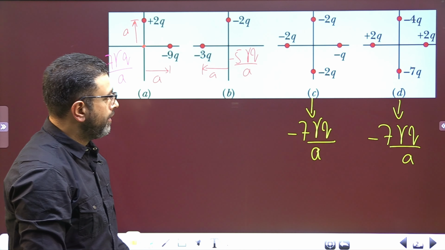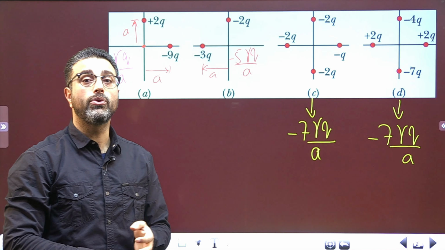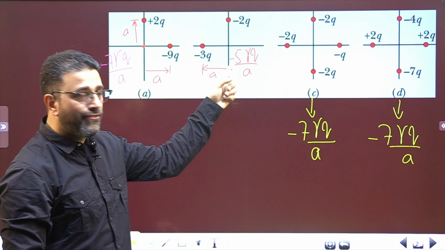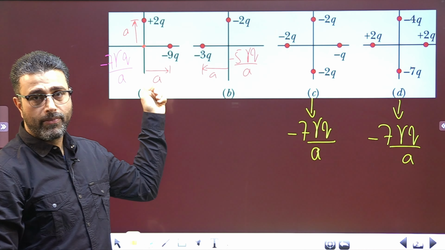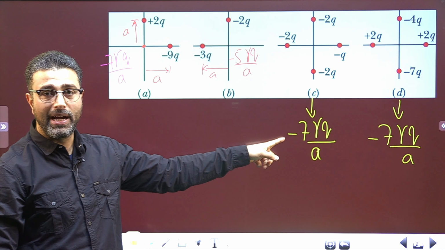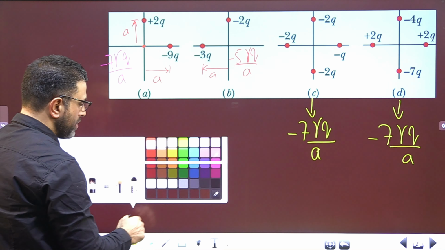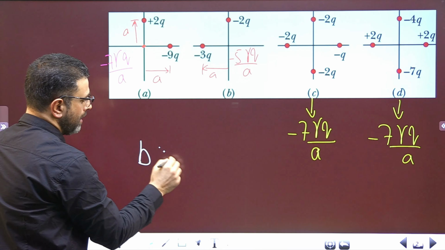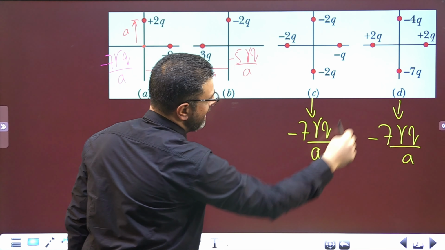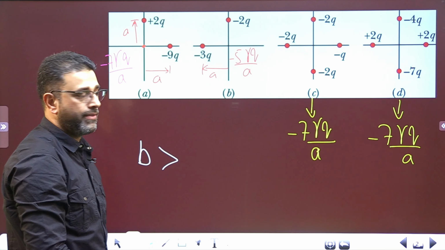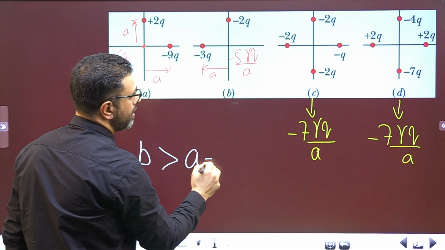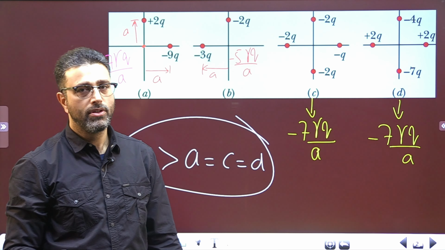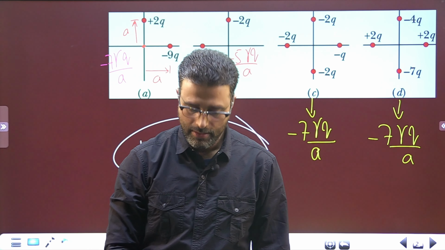Now, which one is greatest? Remember, we have to consider the sign also. So minus 5 is greater than minus 7. So potential in case of B is greatest, then A, C and D tie: minus 7, minus 7 and minus 7. So B is greater than A equals C equals D. That's it. Simple. That'll do for this session.